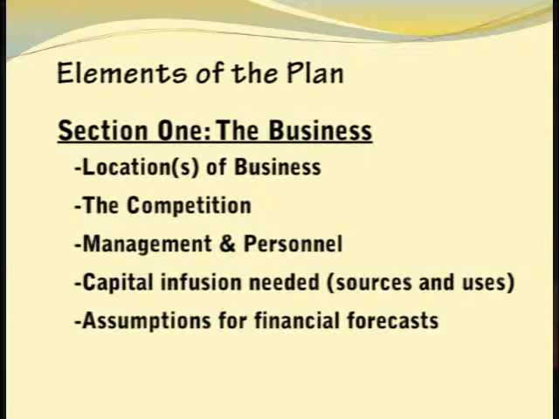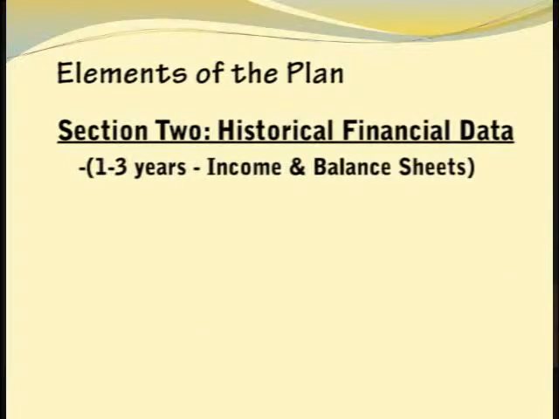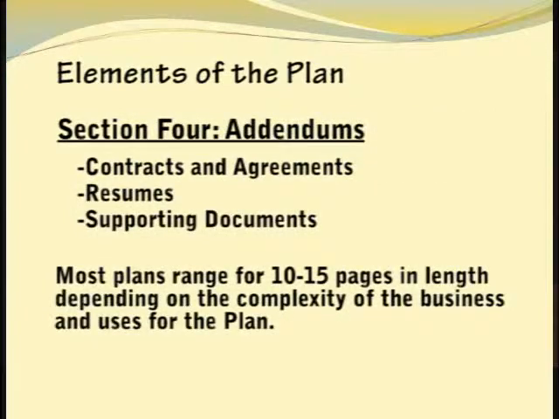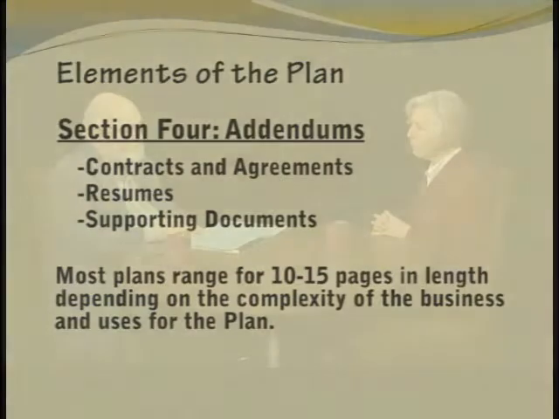assumptions for financial forecasts. Section 2 will be your historical financial data. It'll have about 1 to 3 years of income and balance sheets. And Section 3 is your financing forecast. About 3 to 5 years income, cash flow, and balance sheets. And Section 4 will be your addendums, your contracts and agreements, your resumes, and all your supporting documents. I know it looks like a lot of ground to cover, but in reality, most plans range from about 10 to 15 pages. And extra length adds no real value if it doesn't make the plan more viable and implementable.